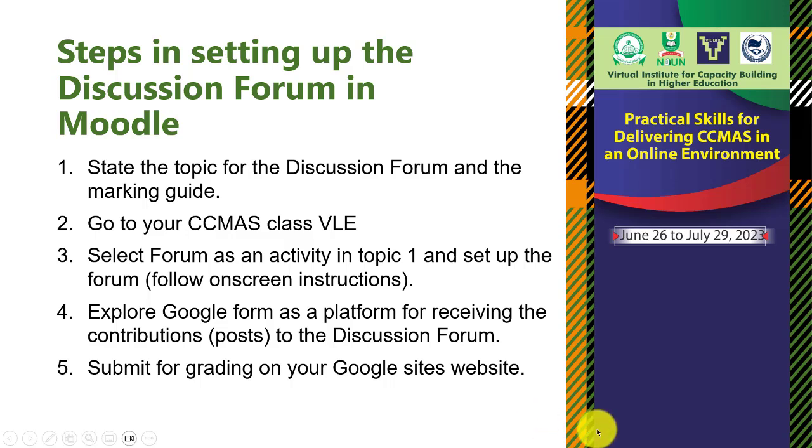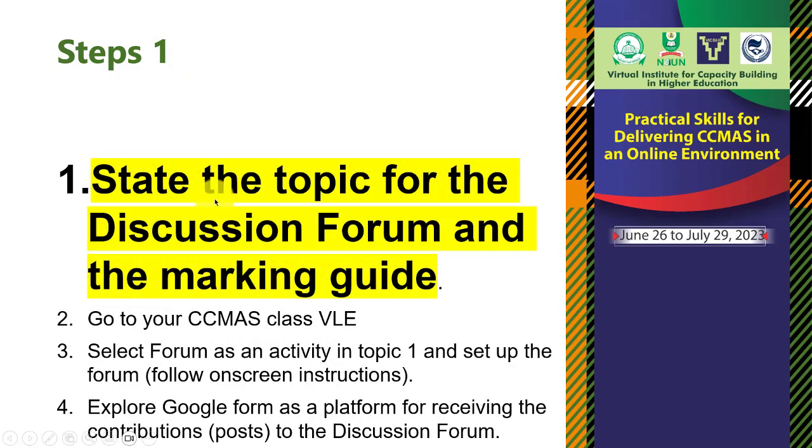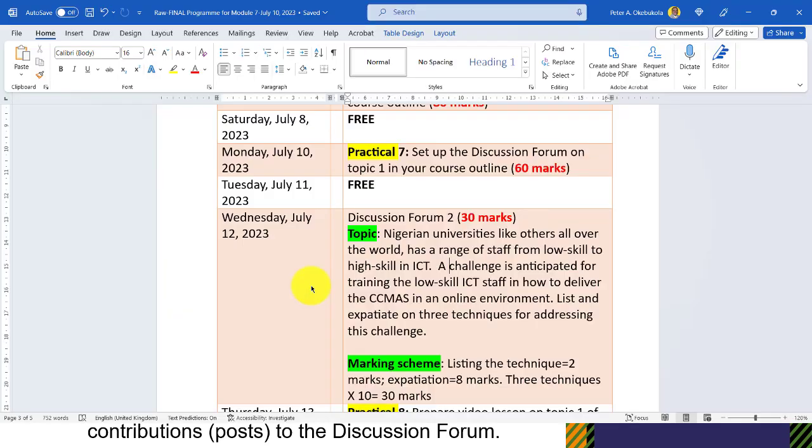This is why we are here. There are 6 steps. State the topic and the rest. As we normally do, let's just dive into the matter. The first thing is for you to state the topic for the discussion forum and the marking guide. How do you do this? We'll just show you. Let me use the example of discussion forum number 2 for this week.